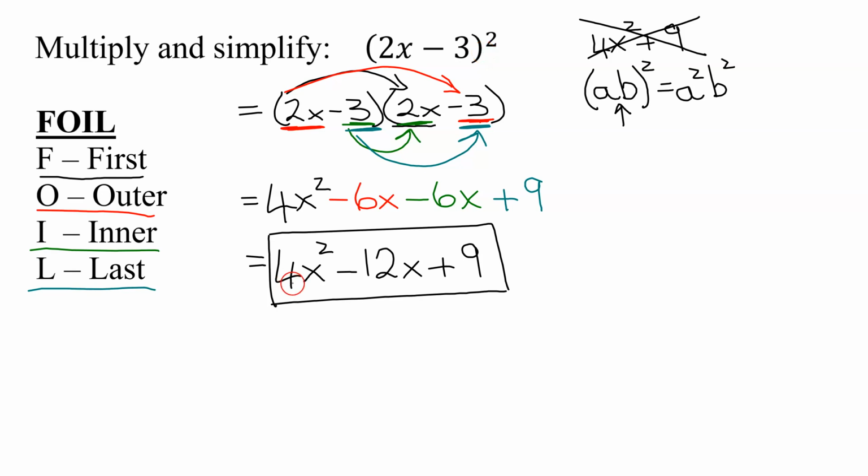Notice when you square a binomial, how many terms do you get? 1, 2, 3. Unlike if you did it this way when you got it wrong.